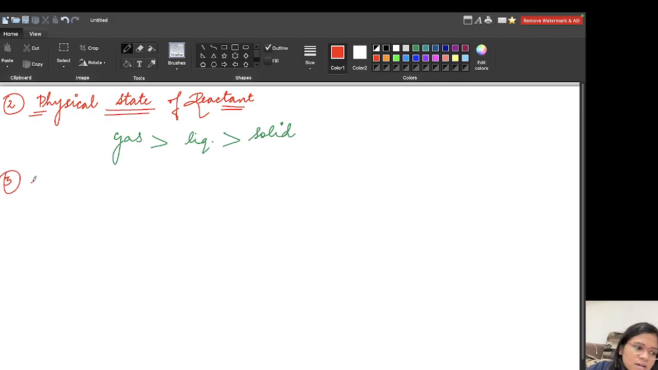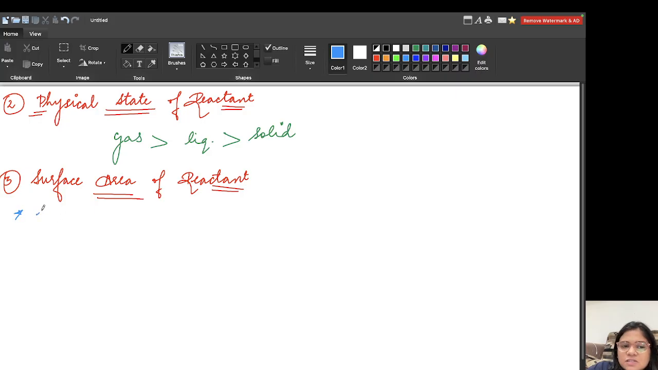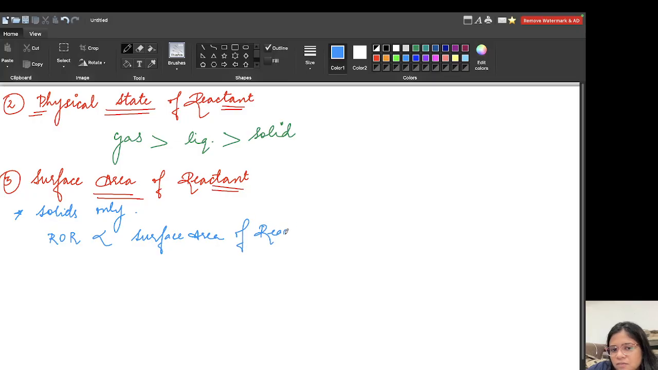The third thing is surface area of reactant. Now this factor is only spoken for solids, because a solid is the only one having surface area, right? For solids only. And here the rate of reaction depends upon your surface area of reactant. Whatever is having more surface area, that reaction will take place fast.